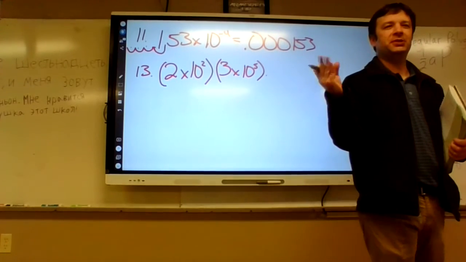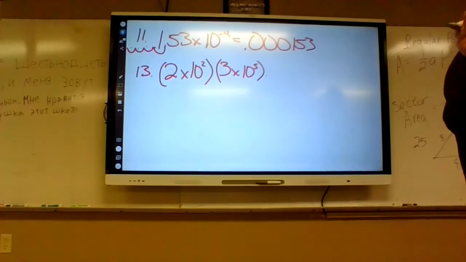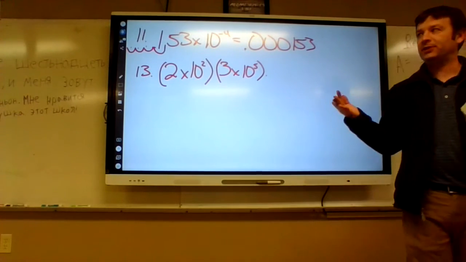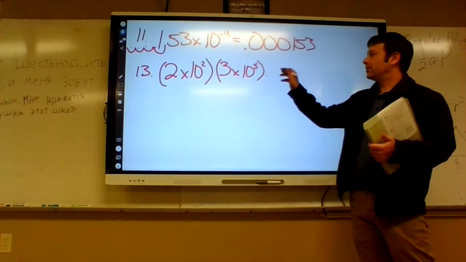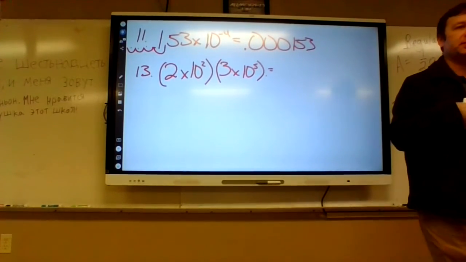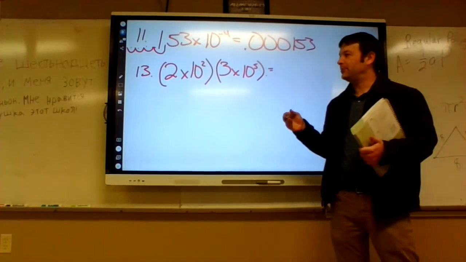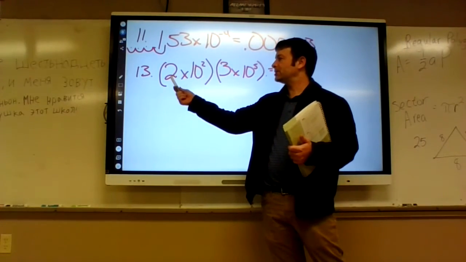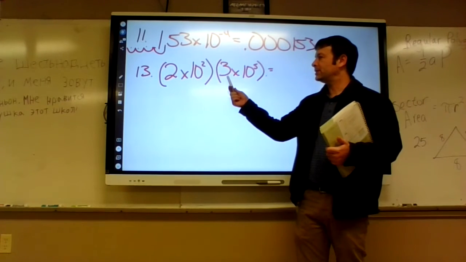When you're multiplying a bunch of stuff together, does order of multiplication matter? No. Like 3 times 4 times 5, 5 times 4 times 3, it's all the same. So we can multiply whatever we want together, basically. And I want to keep it in scientific notation. So what is 2 times 3?